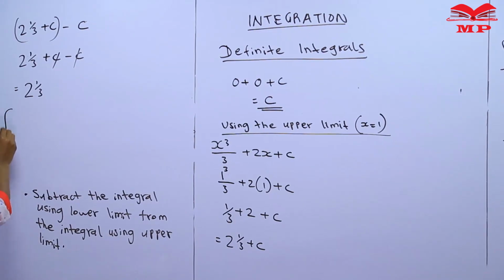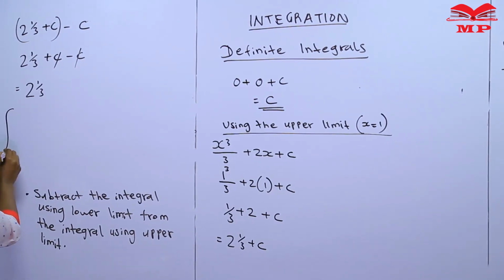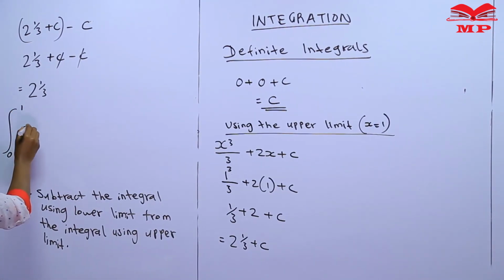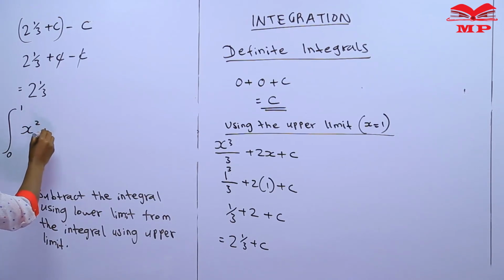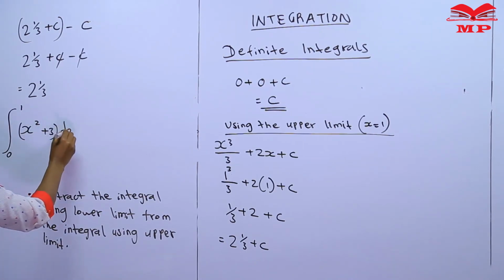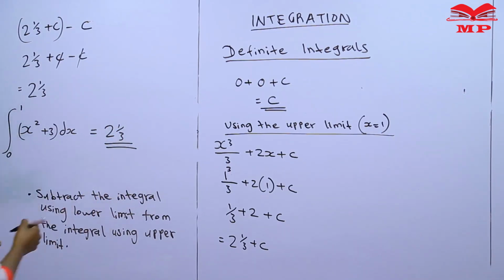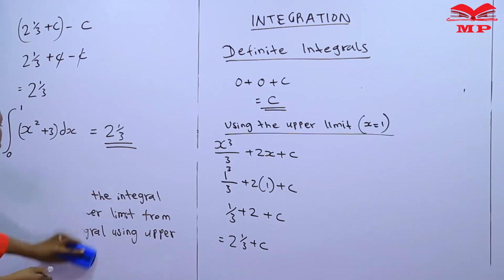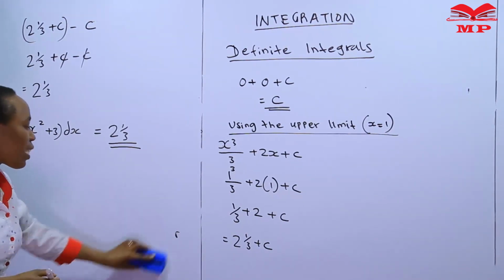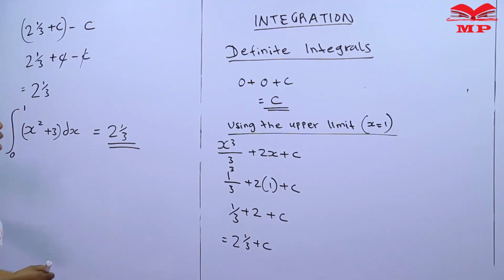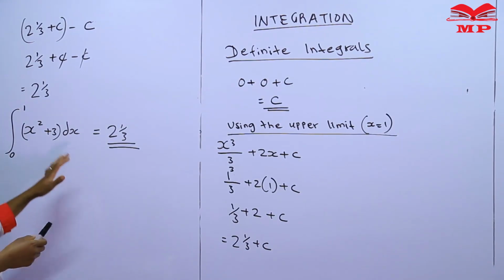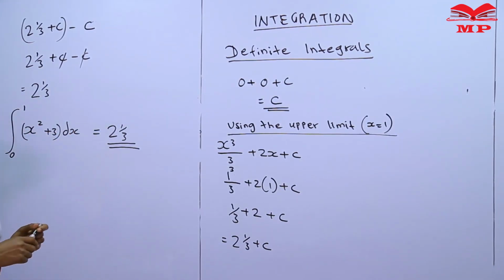And therefore, we can say that from 0 to 1, when we solve this function x squared plus 2 with respect to x, we end up getting 2 and a third, which is an exact value. It is an exact value, and therefore we can say that our integral is a definite integral. So this is what we are going to have.